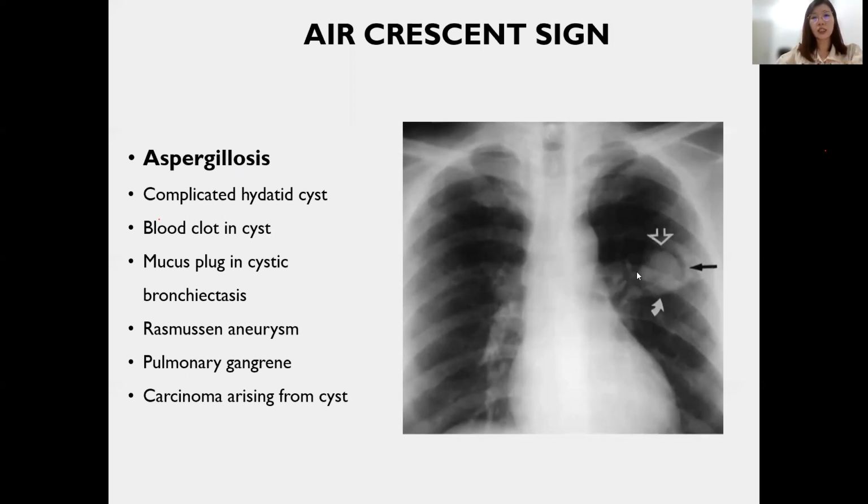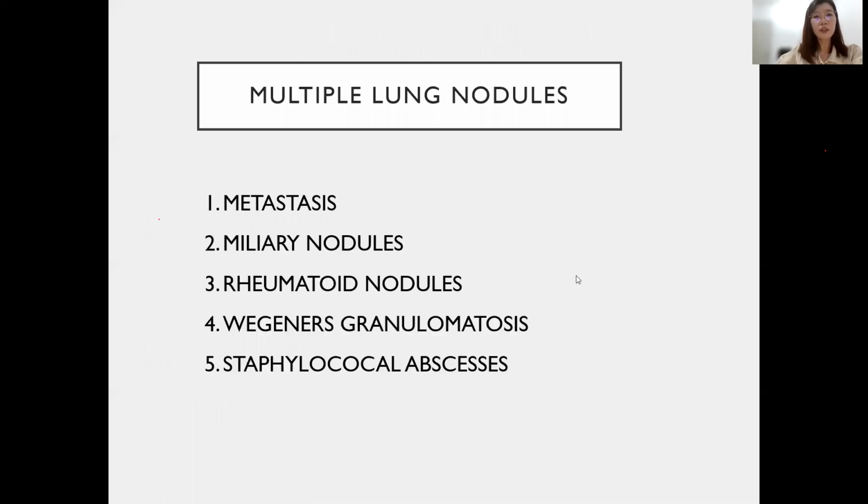Okay, this kind of X-ray is commonly encountered in hospital setting, but not outside GP clinic setting. So for differential of multiple lung nodules, always multiple metastasis, number one. Miliary nodules will be tiny fine nodules, 1 to 2 mm in size. You will see very tiny dots throughout the lung field. Rheumatoid nodules, if there's clinical history of rheumatoid arthritis, then Wegener's granulomatosis, which is one kind of autoimmune disease. Then staphylococcus abscesses also can present as multiple lung nodules.